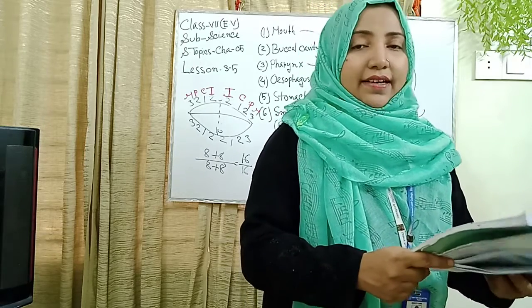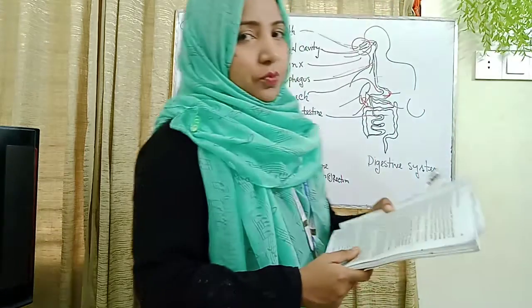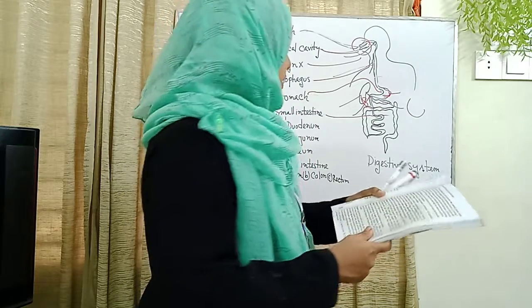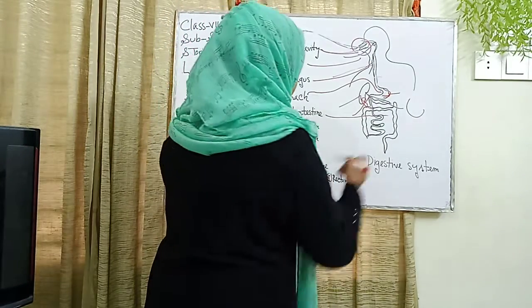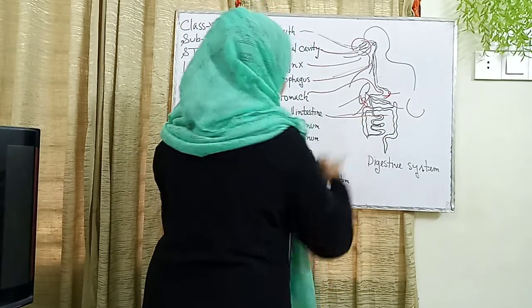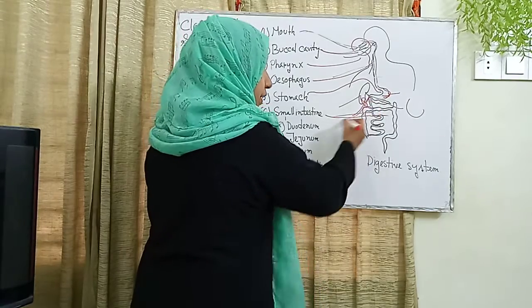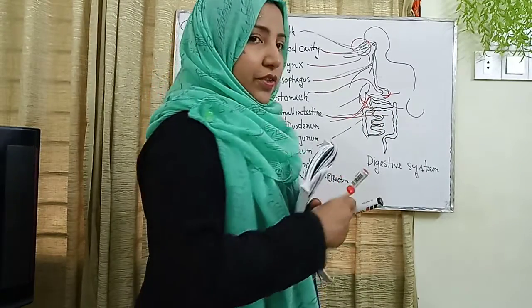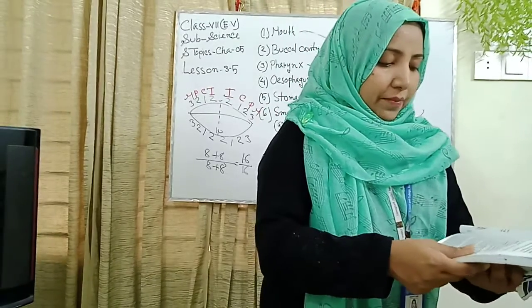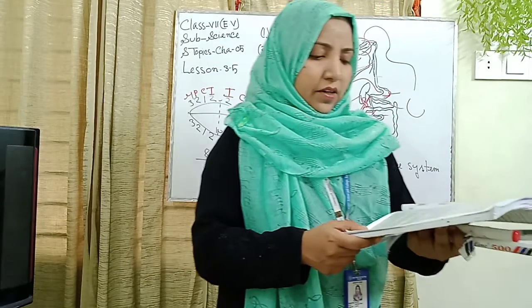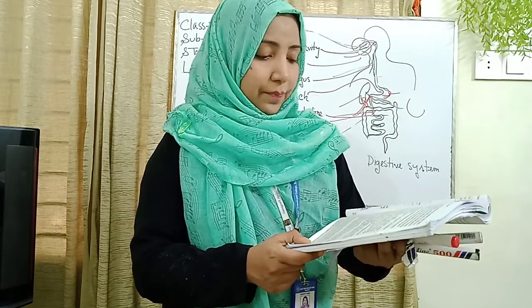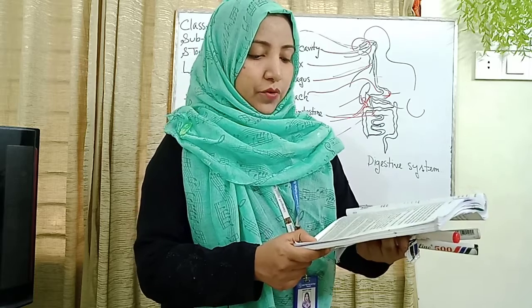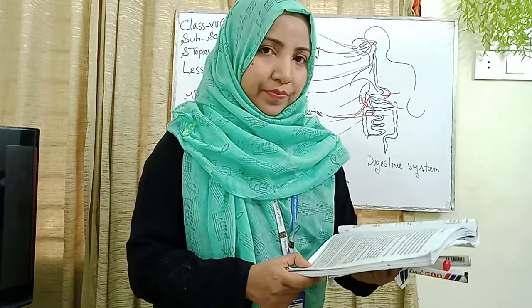Okay. The second structure of the small intestine is the jejunum. Where is the jejunum? This structure is basically the jejunum. First is the duodenum, second is the jejunum. Okay. What is the jejunum? The jejunum is the part in between the duodenum and the ileum.